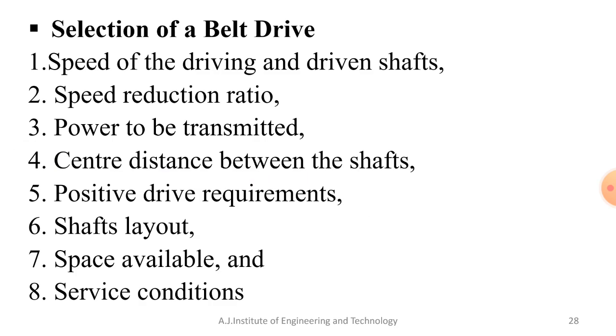Then the fifth one, a positive drive requirement. Positive drive means there should not be any slip, and you should get constant velocity throughout the power transmission. That is possible only if there is no phenomenon called slip. Slip means the belt should not release from the pulley. That phenomenon is called slip, which we'll also discuss later.